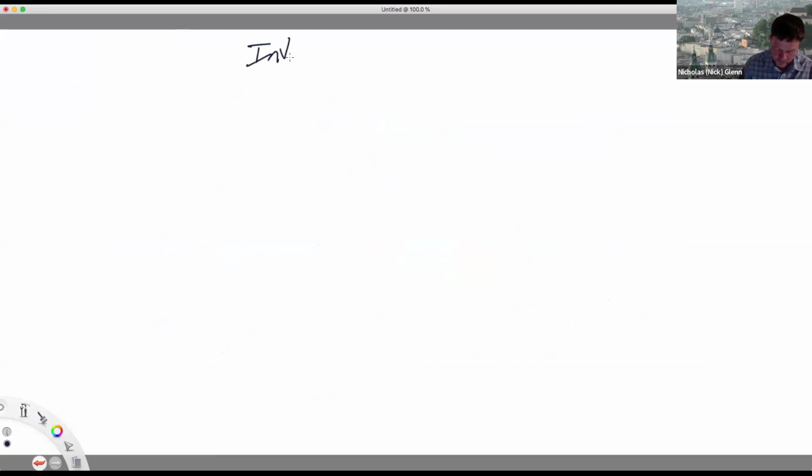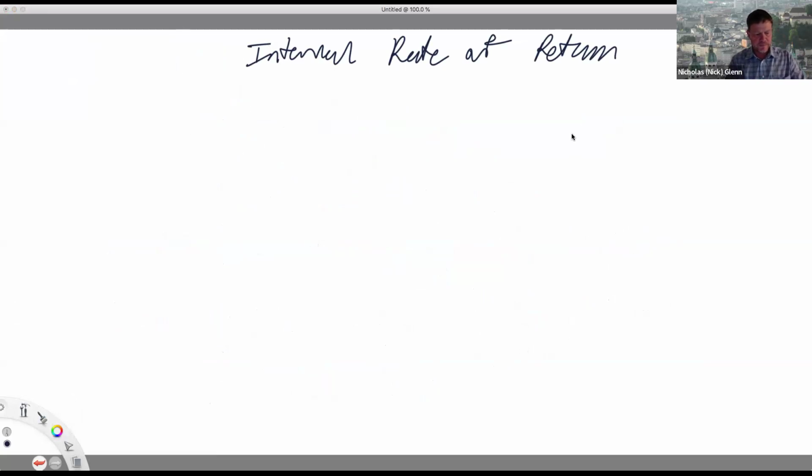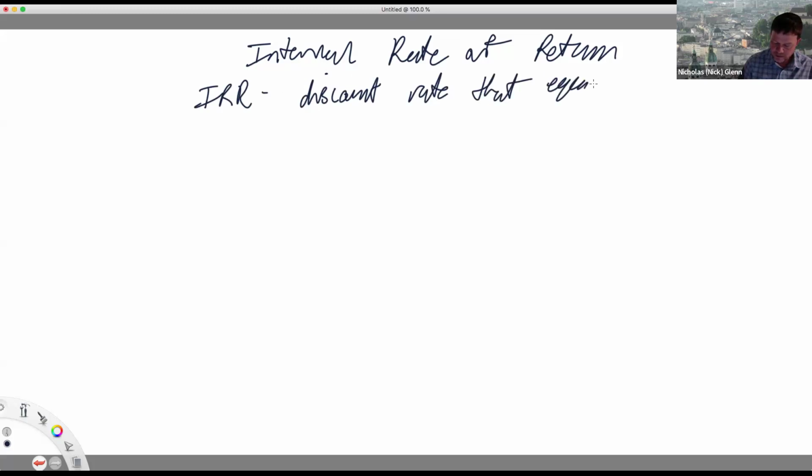So the internal rate of return. I'll go over this here initially, and then I'll talk about it in terms that will probably make more sense in this problem. I'll explain it a little differently, and to me the second way makes a little more sense. All right, so the IRR, internal rate of return, is the discount rate that equates your present value with the investment.